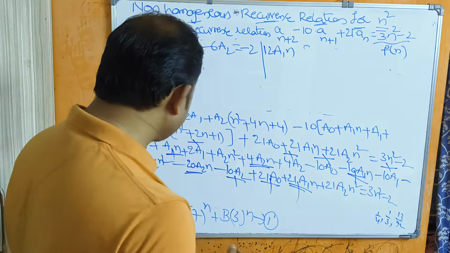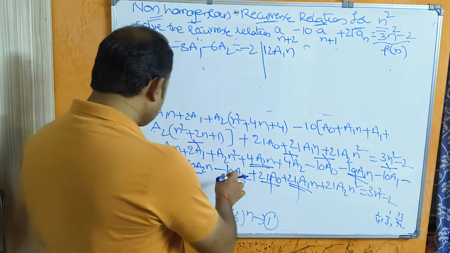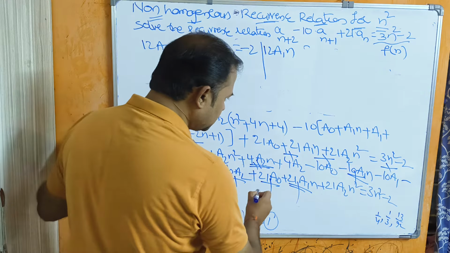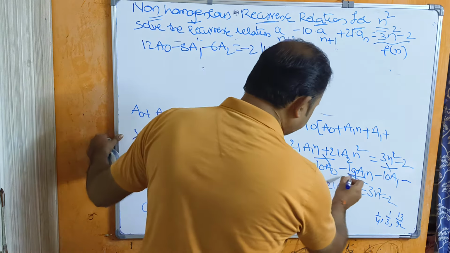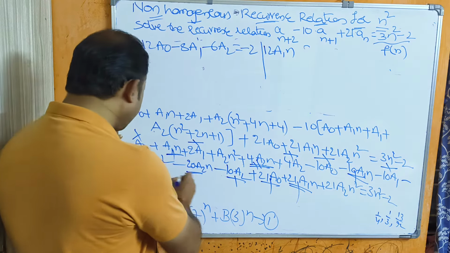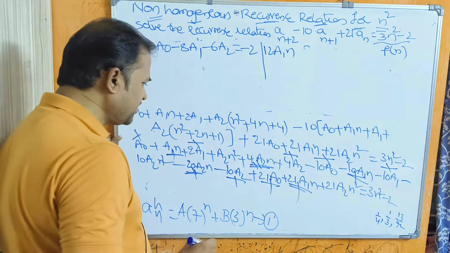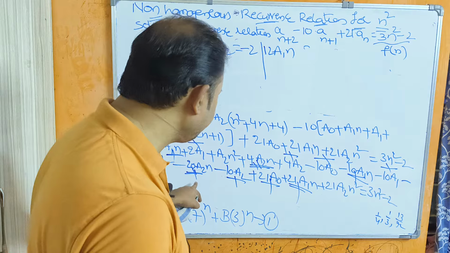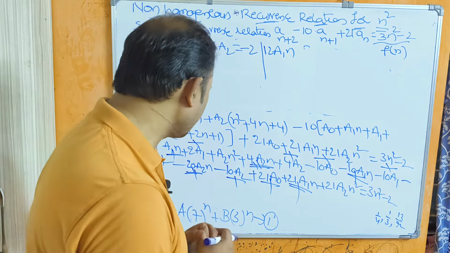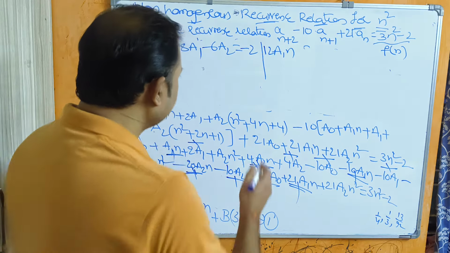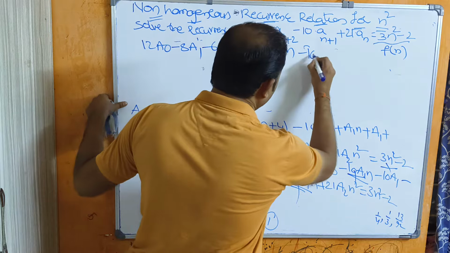Next, let us focus on a2 n. So 4a2 n. Next, minus 20a2 n. So minus 20 plus 4 means minus 16. Minus 16a2 n.